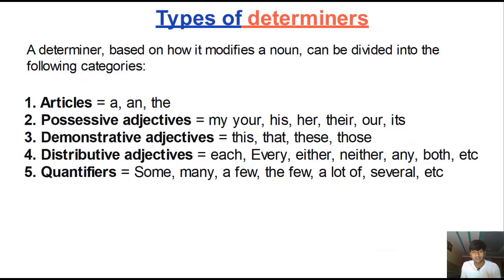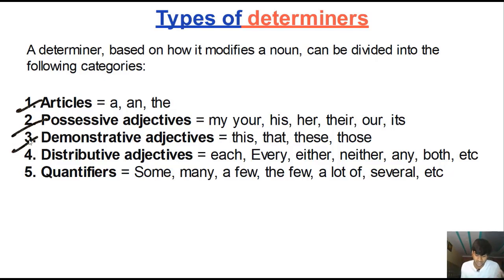So we have 5 types of determiners. Based on how they modify a noun, what kind of information they give about a noun in a sentence, in a noun phrase, we divide them in 5 different categories. Number 1, articles. These are very, very important and these are very common as well. You use them all the time. Number 2, possessive adjectives, right? So articles include a and the. Possessive adjectives: my, your, his, her, their, our, its. 7 possessive adjectives we have in the English language.